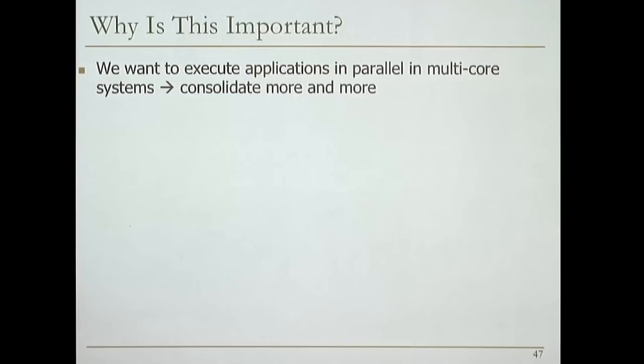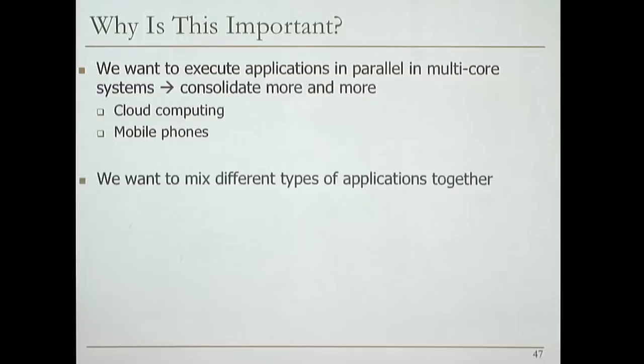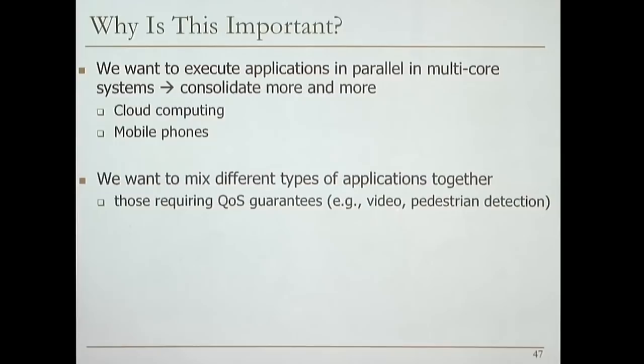If you take applications that are, let's say, from different users, you want to put them together on the same system and you want to guarantee some performance level to those applications. Mobile phones are examples also because you have very limited resources, but we're already running many, many things on these mobile phones, right? Maybe it's already tracking what I'm saying in this course, right? And maybe it's going to recommend me whatever I'm talking about. The next MATLAB will be on my screen 5 minutes later, right? So we want to mix different types of applications together, those requiring quality of service guarantees. It could be many different things, video, pedestrian detection.